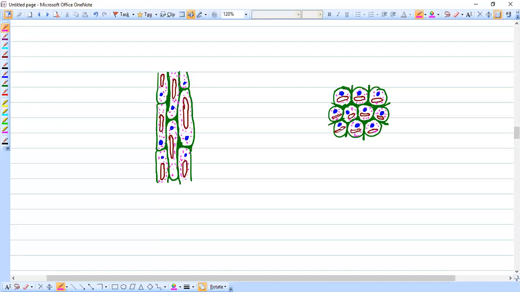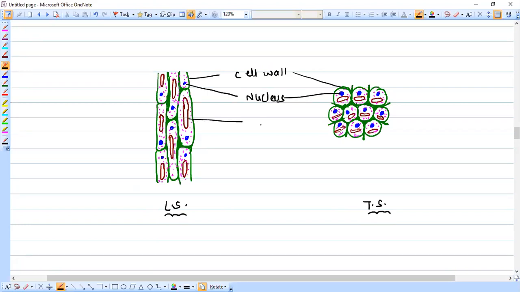Let's do the labeling of Sclerenchyma. So very first we will put it in this way. This is nothing but the LS. LS is longitudinal section, and this is nothing but the TS, that is transverse section. So very first I can say that there is a cell wall present. Then I can say that there is a nucleus present. Third, I can say there is a vacuole present. Then there is a dense cytoplasm.